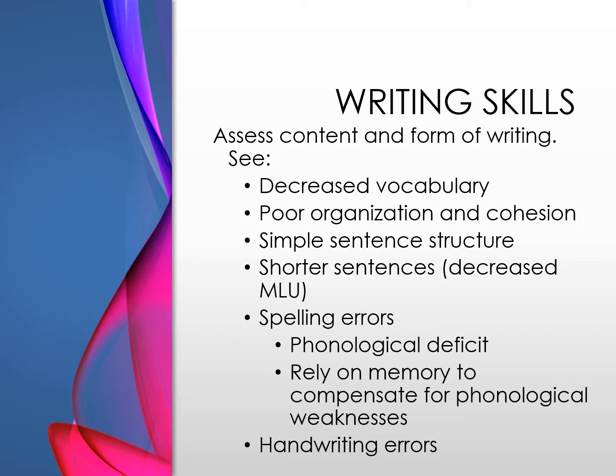For example, the child might say, I see a dog. The dog is black. The dog is running. Instead of saying, I see a black dog running. Their speech and writing is often described as not efficient.